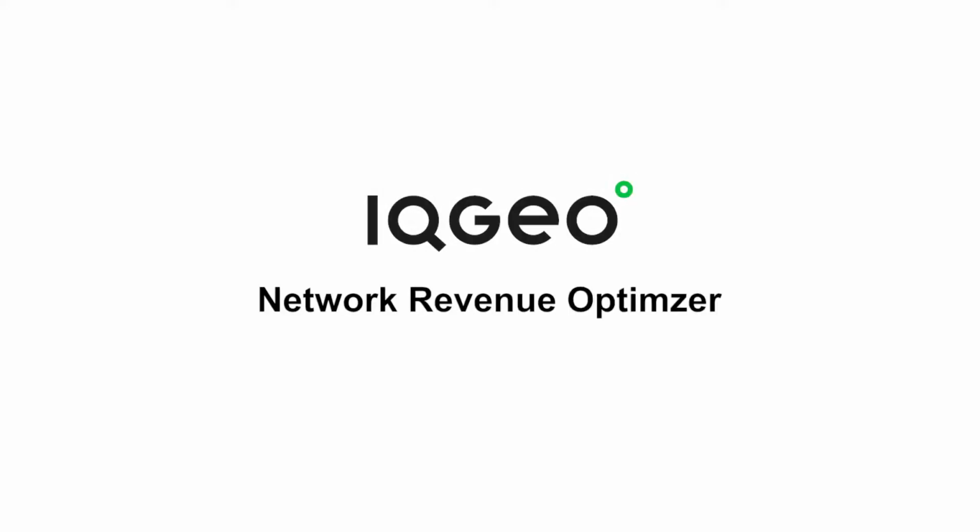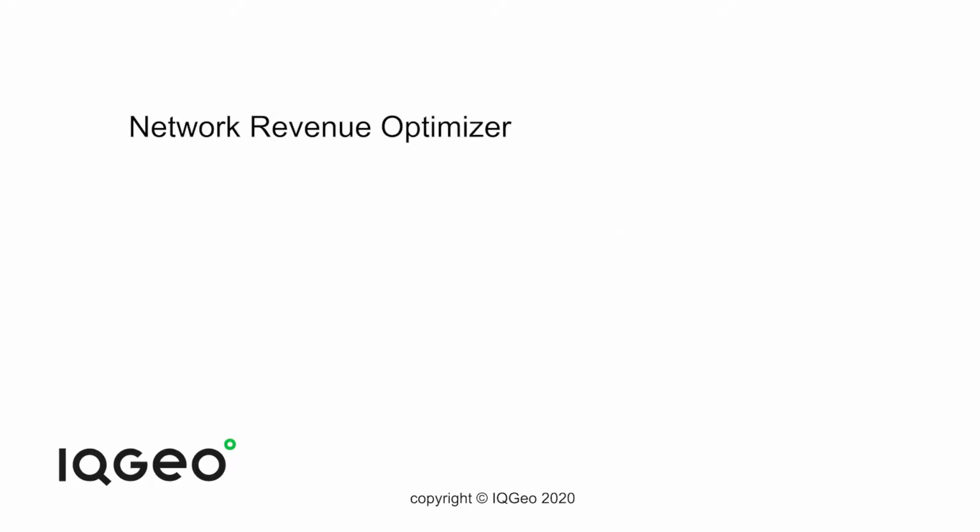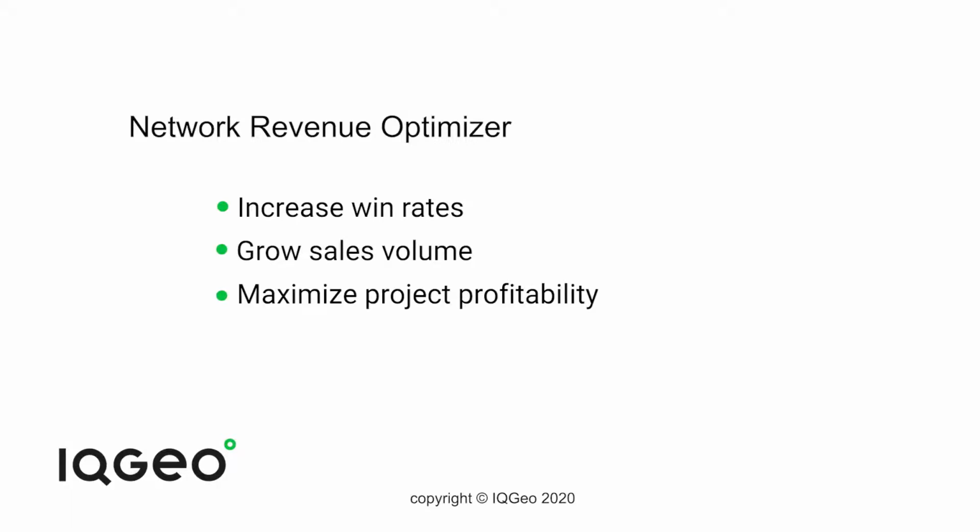Our Network Revenue Optimizer software enables planning and sales engineers to develop construction estimates for new customer connections in a much more efficient and effective manner. Rapid, accurate estimates increases win rates on sales opportunities and sales volume, maximizes project profitability, and enhances customer satisfaction. Let's take a look at how Network Revenue Optimizer works.